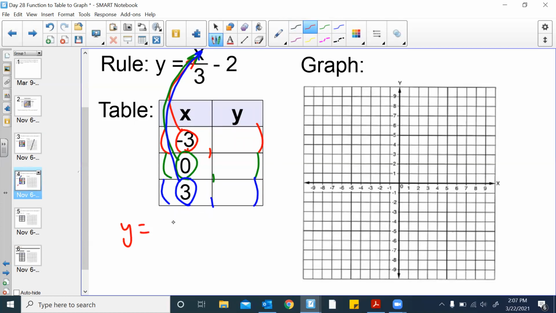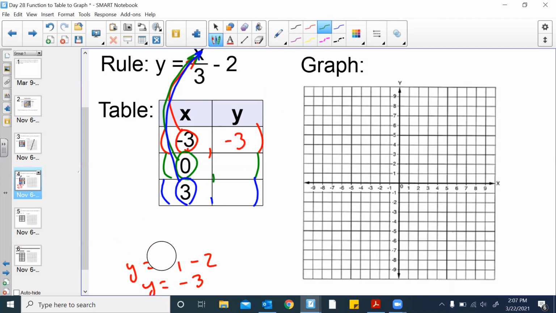We'll have y equals, remember I like to put parentheses, everywhere there's an x. I'm going to go ahead and put in my -3. Well, -3 divided by 3 is going to be a -1. And then bring down what we didn't use. And -1 minus -2 is just going to be -3.